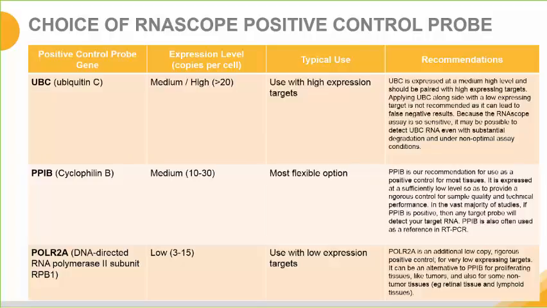PPIB has a more moderate level of expression and is recommended for use as the positive control for most tissues. Its expression is low enough to provide a rigorous control for RNA quality of a sample. And in the vast majority of studies, if the PPIB signal is present, then any target probe will detect your target RNA. Finally, the Pol2RA housekeeping gene in RNAscope assay has a low expression level and is recommended to use with low expression targets.